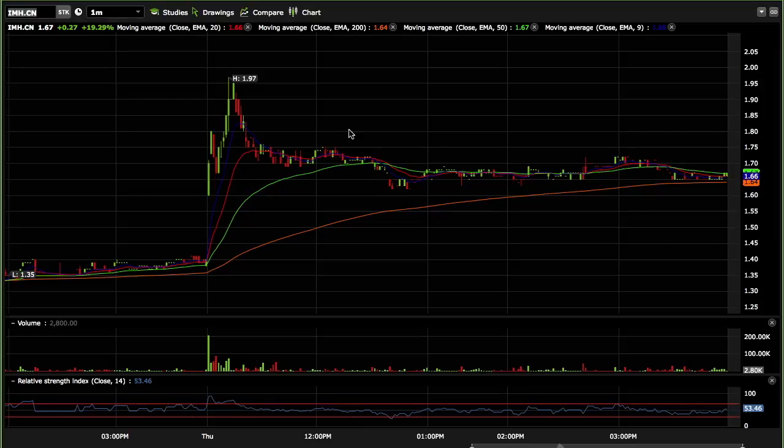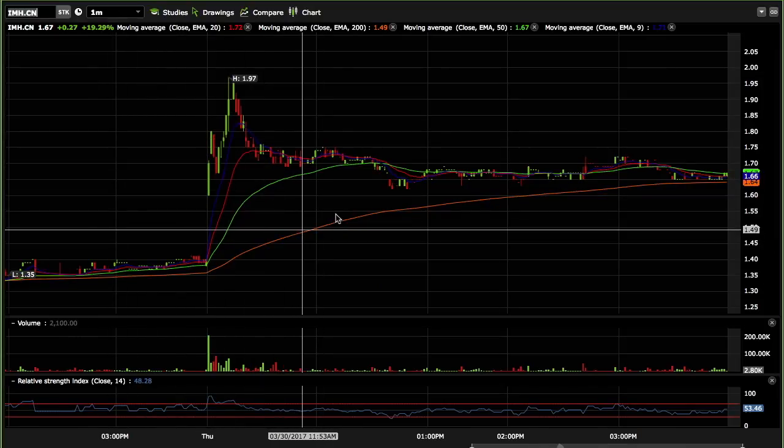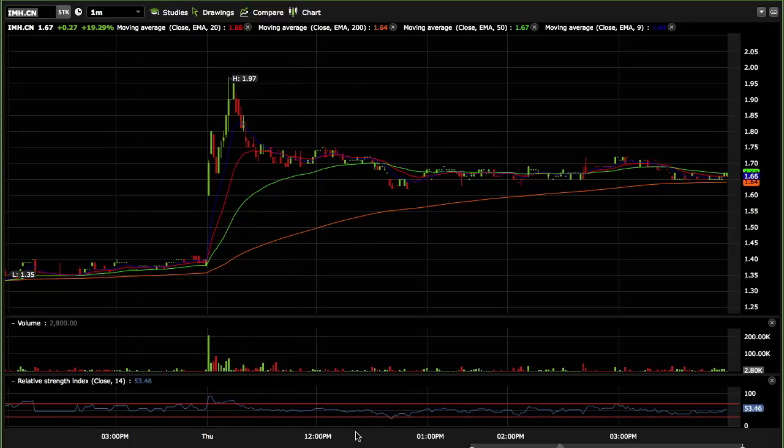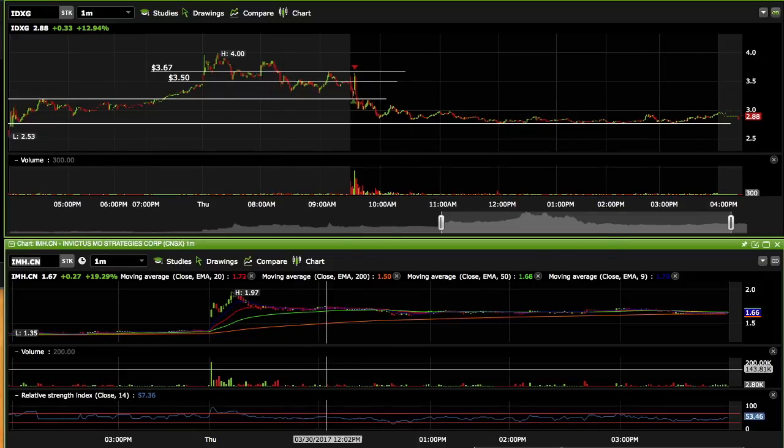Just like down here on this IMH chart, I keep it simple with just 4 moving averages. I draw some trend lines. I usually have an RSI going down here and volume, and that's it. I need to get better at using the VWAP, but just learning as we go.